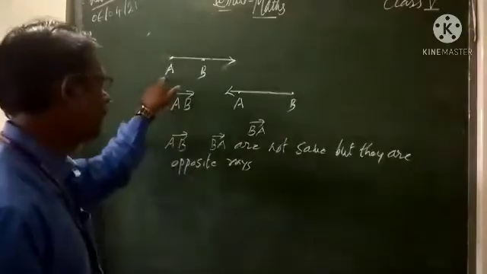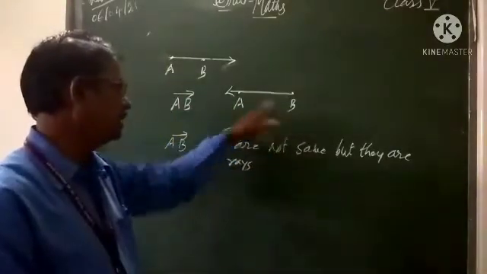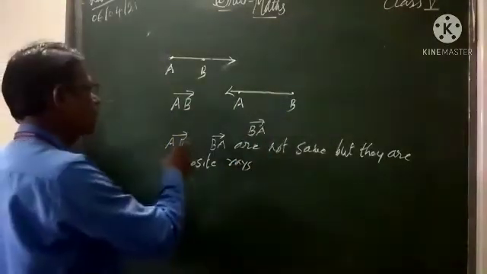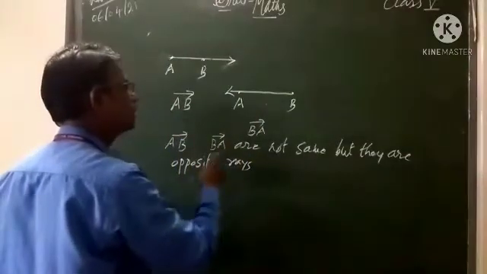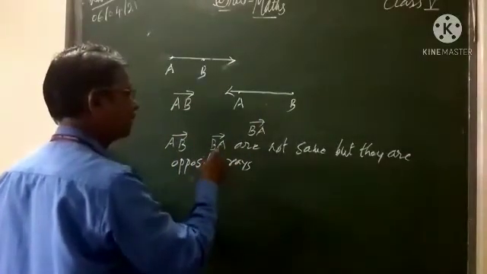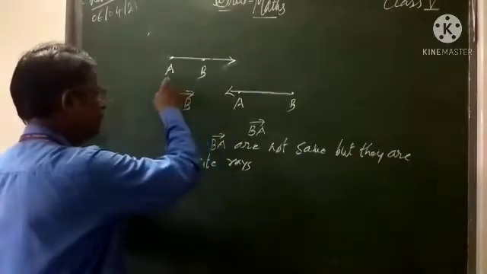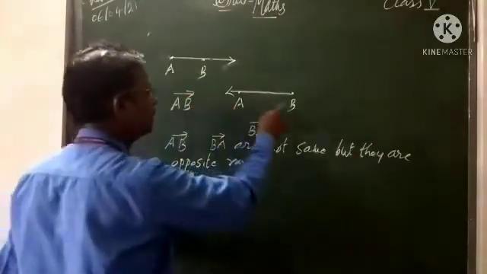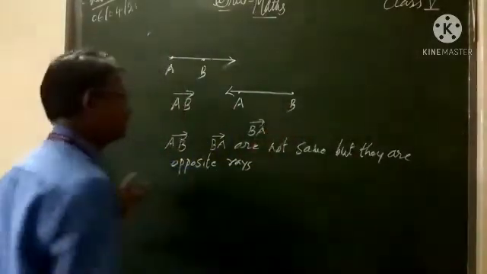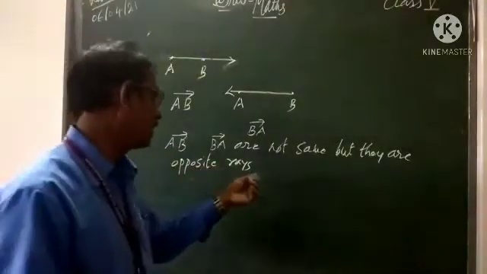Now ray AB is going that side, the right side, and ray BA is coming on the left side. So that's why ray AB and ray BA are not the same. Why are they not the same? Because the starting point of ray AB is A and the starting point of ray BA is B. So that is why they are not the same rays, but they are opposite rays.